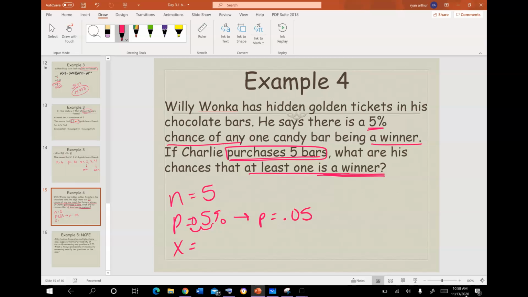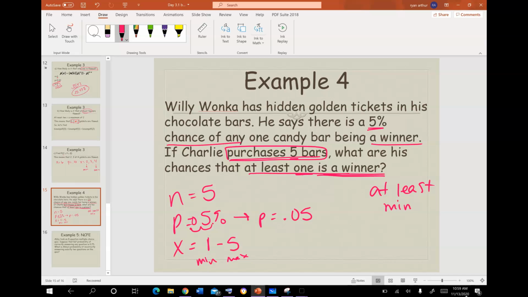X. Now it says at least one is a winner. So when he says at least, that's going to mean the minimum. So he wants a minimum of 1 winner. That means he doesn't care as long as at least 1 wins. He doesn't care if he wins 5. He just wants at least one of them to win. So it's going to be from 1 to 5. So at least means that's your lowest number, and then your N is your max. Okay? So that's going to be my min and my max when I go to Desmos.